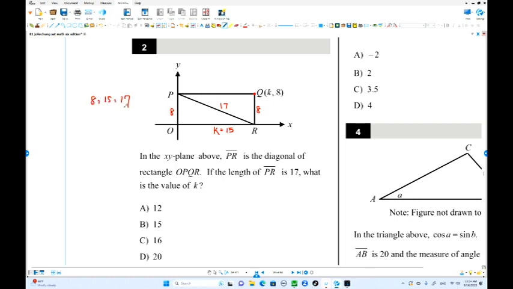Memorize this one. Or you can use the Pythagorean theorem. Okay, 17 squared is 289, and minus 8 squared is 64. That is equal to k squared, isn't it? That is 225 equals k squared, so k equals 15. You can solve this using the Pythagorean theorem. Okay, so choice B is the answer, okay?